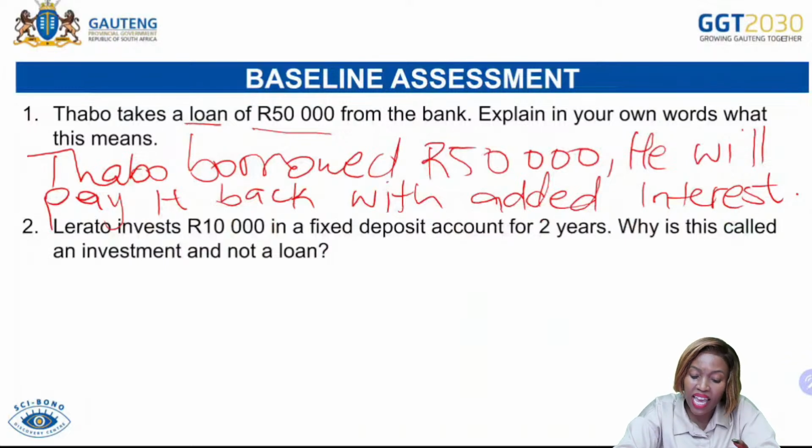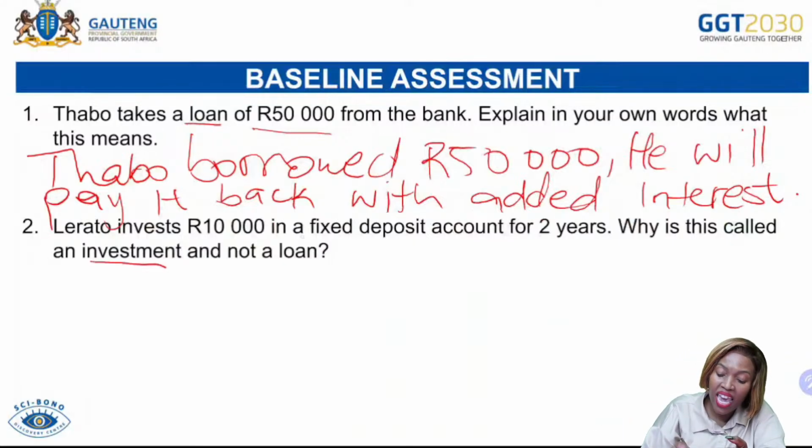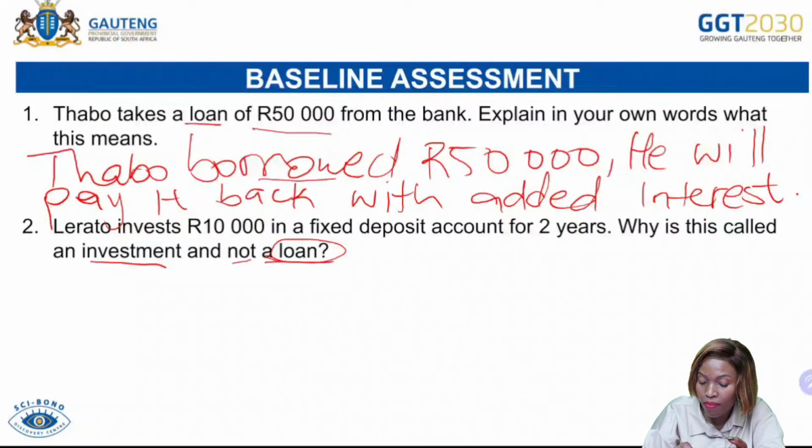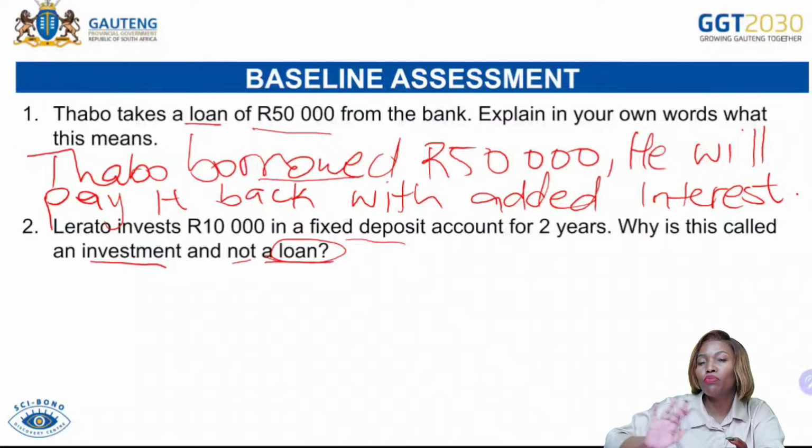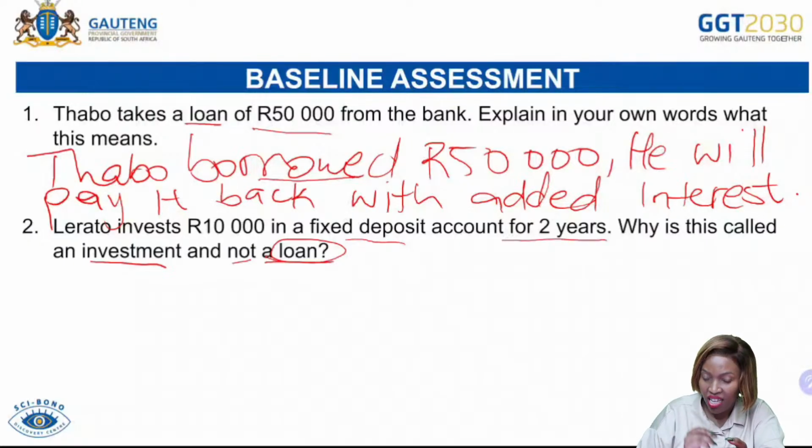Lerato invests 10,000 rands in a fixed deposit account for 2 years. Why is this called an investment and not a loan? From the previous question, we've already established that when you talk about a loan, is when you are borrowed money and you will pay it back with added interest. So Lerato is not borrowing anybody's money. She has her own money. So when she puts it in a fixed deposit account, it means she puts it away for some time. When she gets it back, she is going to get this money back after 2 years with added interest. That is why we say this is an investment.